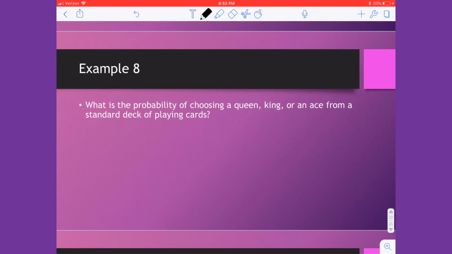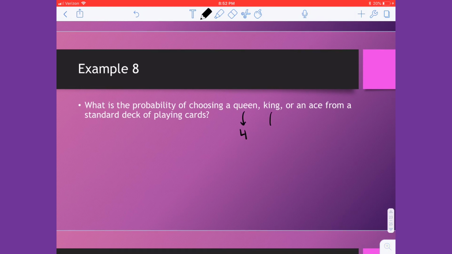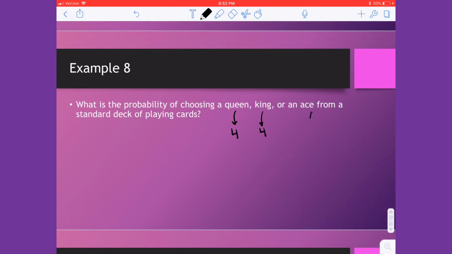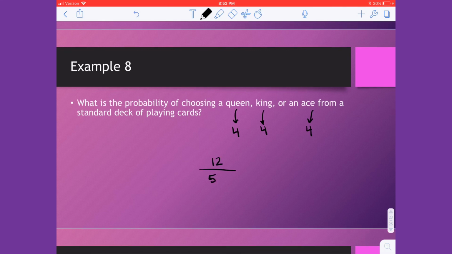What is the probability of choosing a queen, a king, or an ace from a standard deck of playing cards? There are 4 queens, 4 kings, and 4 aces. That's 4 plus 4 plus 4, which is 12 out of 52 total playing cards.